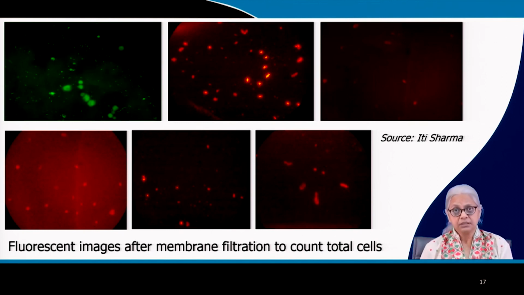So you cannot distinguish between living and dead cells. I should make it a point to say that green and yellow over here are not living and dead cells. It's just the fading of acridine orange.